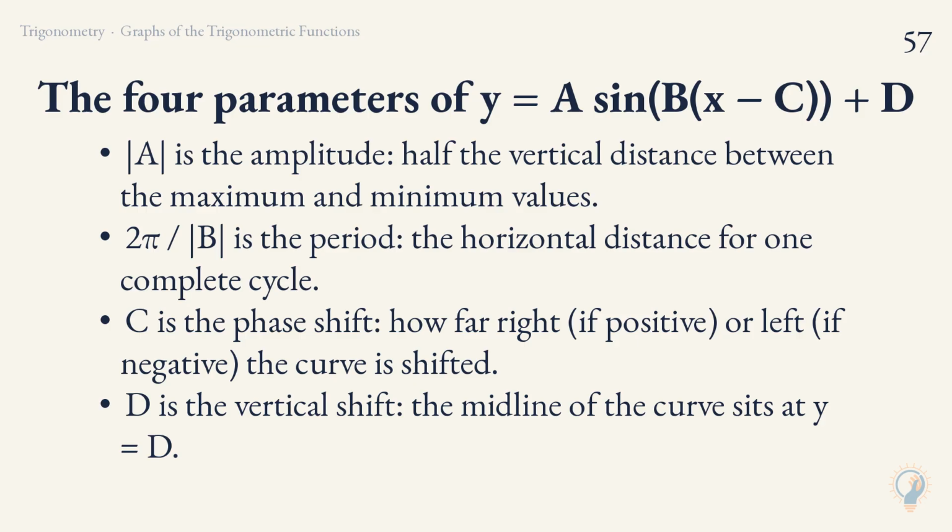First, the absolute value of a is the amplitude, half the vertical distance between the maximum and minimum. Second, 2 pi over the absolute value of b is the period, the horizontal distance for one complete cycle. Third, c is the phase shift, how far right for positive c, how far left for negative c. And fourth, d is the vertical shift. The midline sits at y equals d.